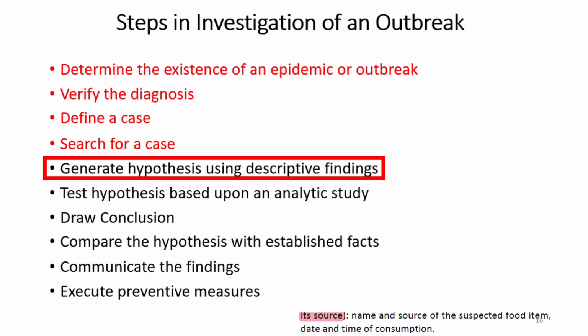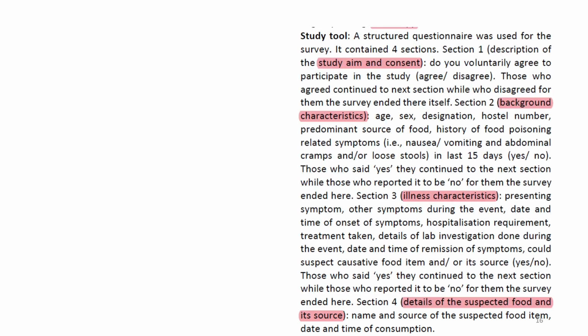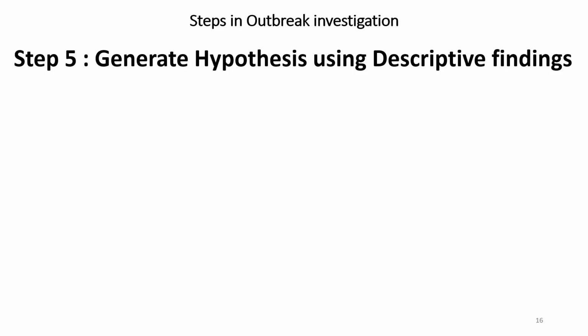The next step is to generate hypothesis using descriptive findings. Okay, so we could see that we have collected the basic information of the participants and systematically described the key characteristics of these persons. We used these descriptive findings to generate hypothesis. We try to analyze it based on TPP. What is TPP? Time, place and person. This data can be utilized to detect the epidemic, identify the type of epidemic, the causative agent responsible, and to take vigorous control measures.